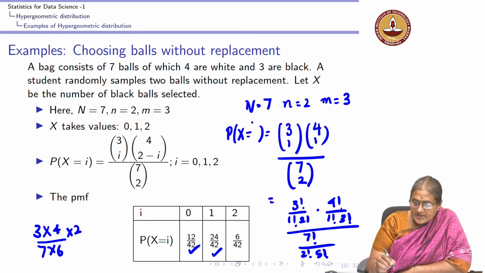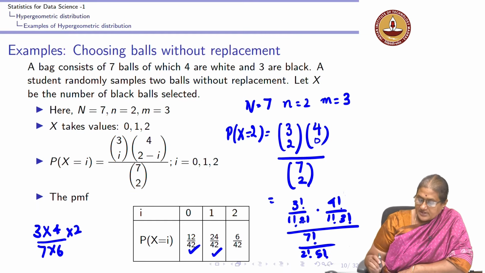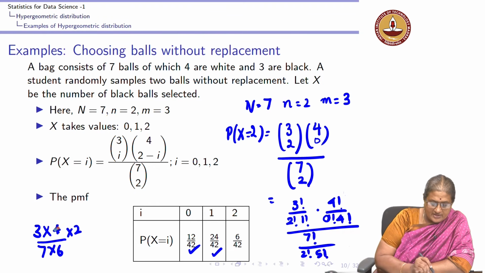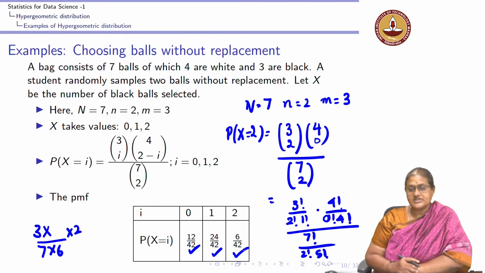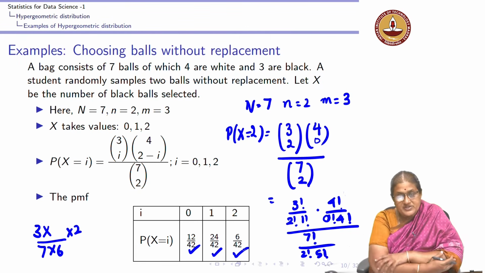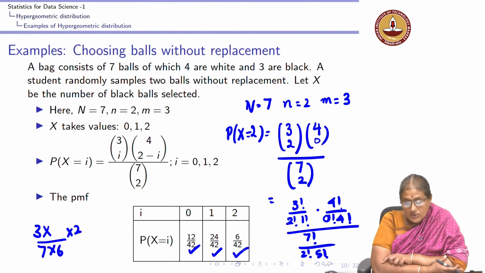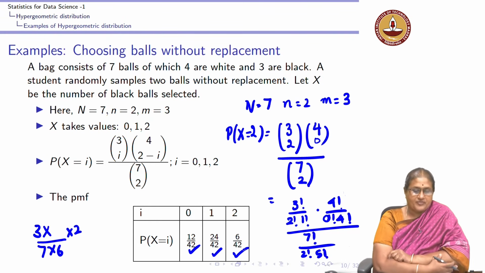The last case where X equal to 2 is going to be 3 choose 2, 4 choose 0, divided by 7 choose 2. 3 choose 2 is 3 factorial by 2 factorial, 1 factorial, 4 choose 0 is 4 factorial by 0 factorial into 4 factorial, and I have this. So, I just have 3 into 2 divided by 7 into 6, which is 6 divided by 42. This is precisely what we got earlier also, and we can verify that this is a probability mass function.